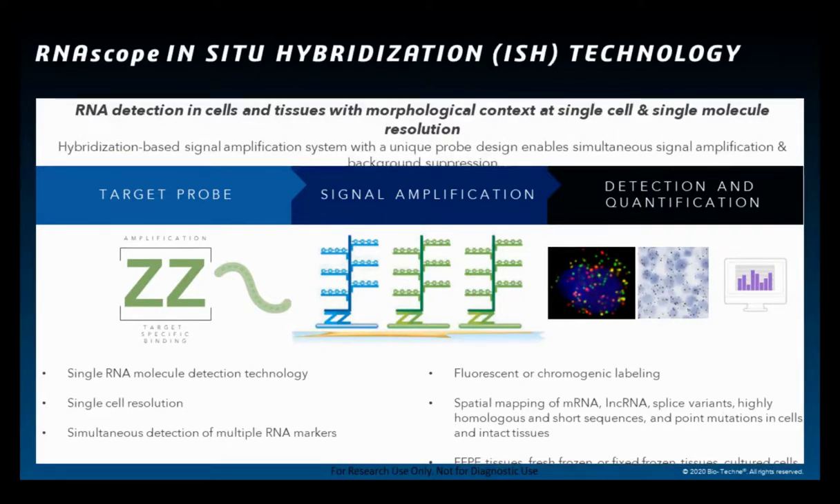The assay allows for the spatial mapping of mRNAs, long non-coding RNAs, splice variants, highly homologous sequences, point mutations, all the way to small RNAs, such as microRNAs and siRNAs, in cells and intact tissues, all of which can be visualized with either fluorescence or chromogenic labels. In addition, the assay can be performed on a wide variety of sample types, including FFPE tissue, fresh frozen or fixed frozen tissues, and cultured cells.